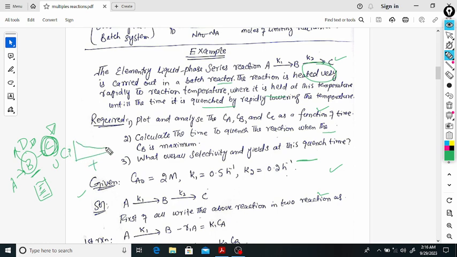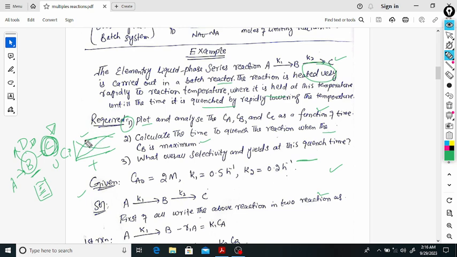So A will decrease inside the batch reactor, B will increase inside the batch reactor, C will also increase inside the batch reactor. So we will plot and analyze the concentration of A, B, and C as a function of time. This is part number one, and part number two is calculate the time to quench the reaction when the concentration of B is maximum.